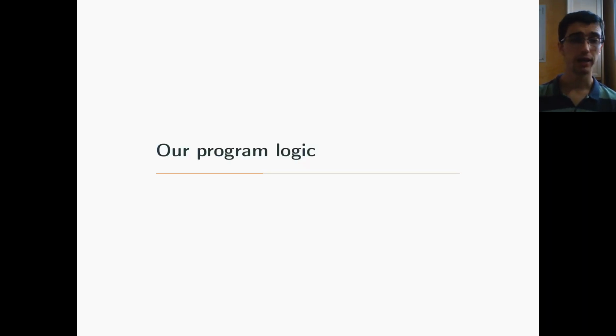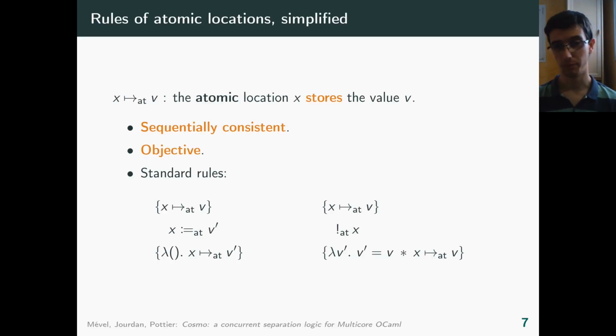That was the main idea of this talk. Now I show you what is in our program logic to reason about programs in memory, and I'll start with the simplest thing, which are atomic locations. For atomic locations, we have an unusual looking points-to assertion. Atomic X points to V, which means that we own the atomic location X, and X stores the value V.